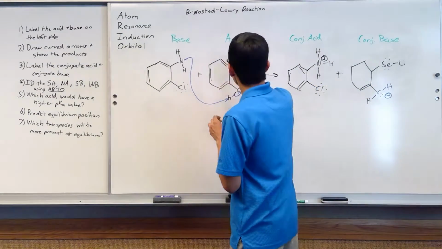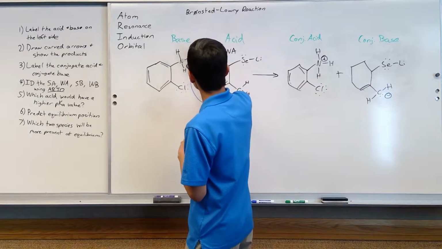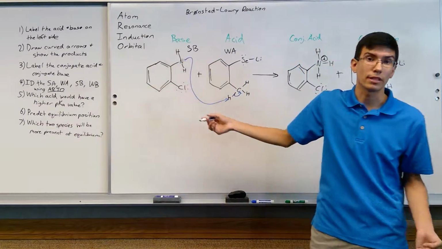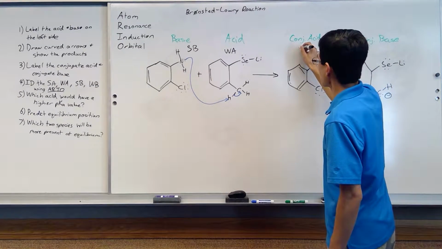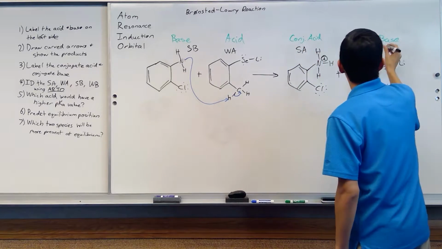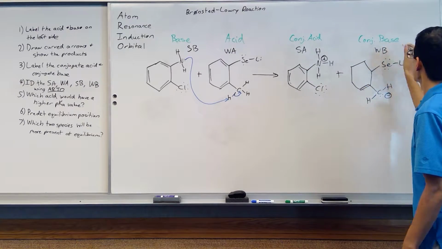And so this will be a weak acid, whereas this will be a strong base since the nitrogen wants to fill the octet. Over here we have a strong acid and a weak base.